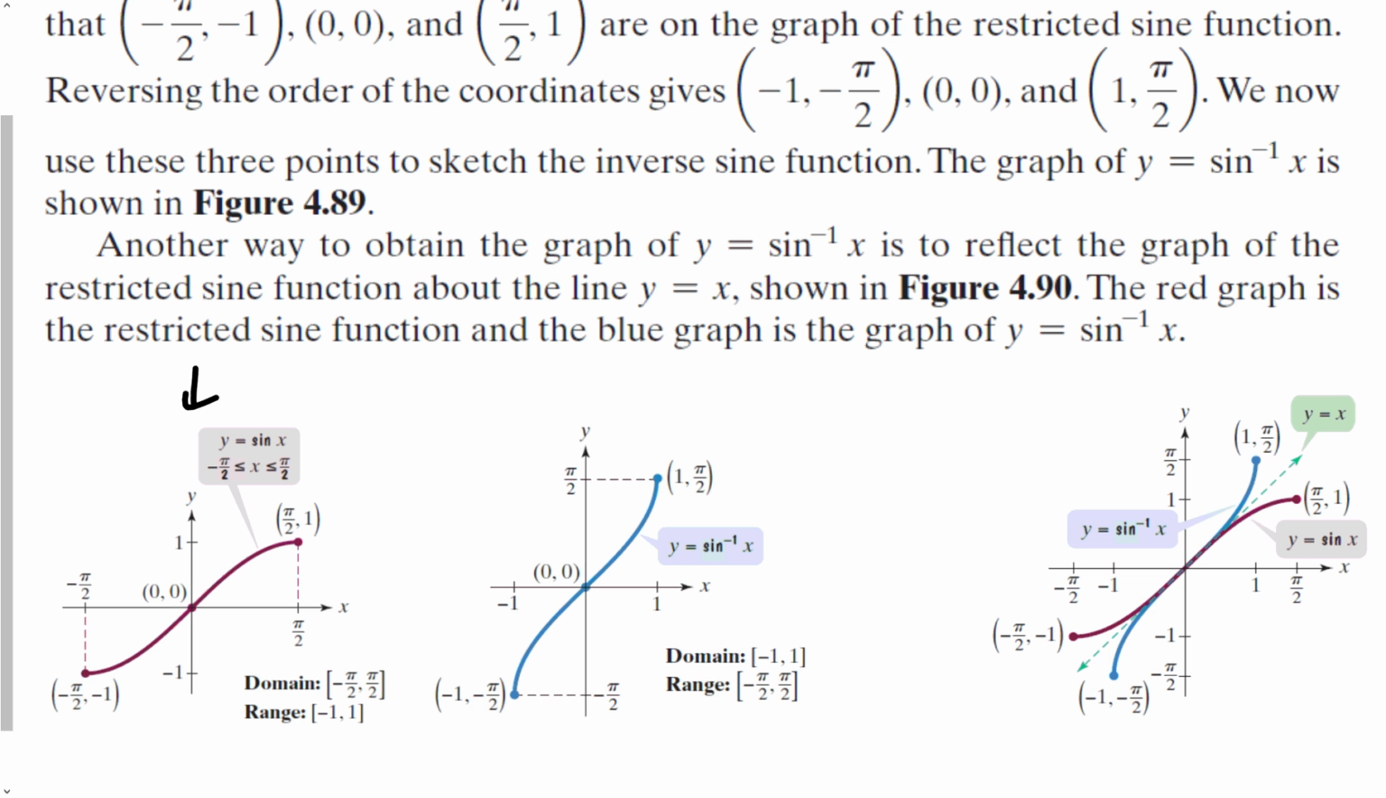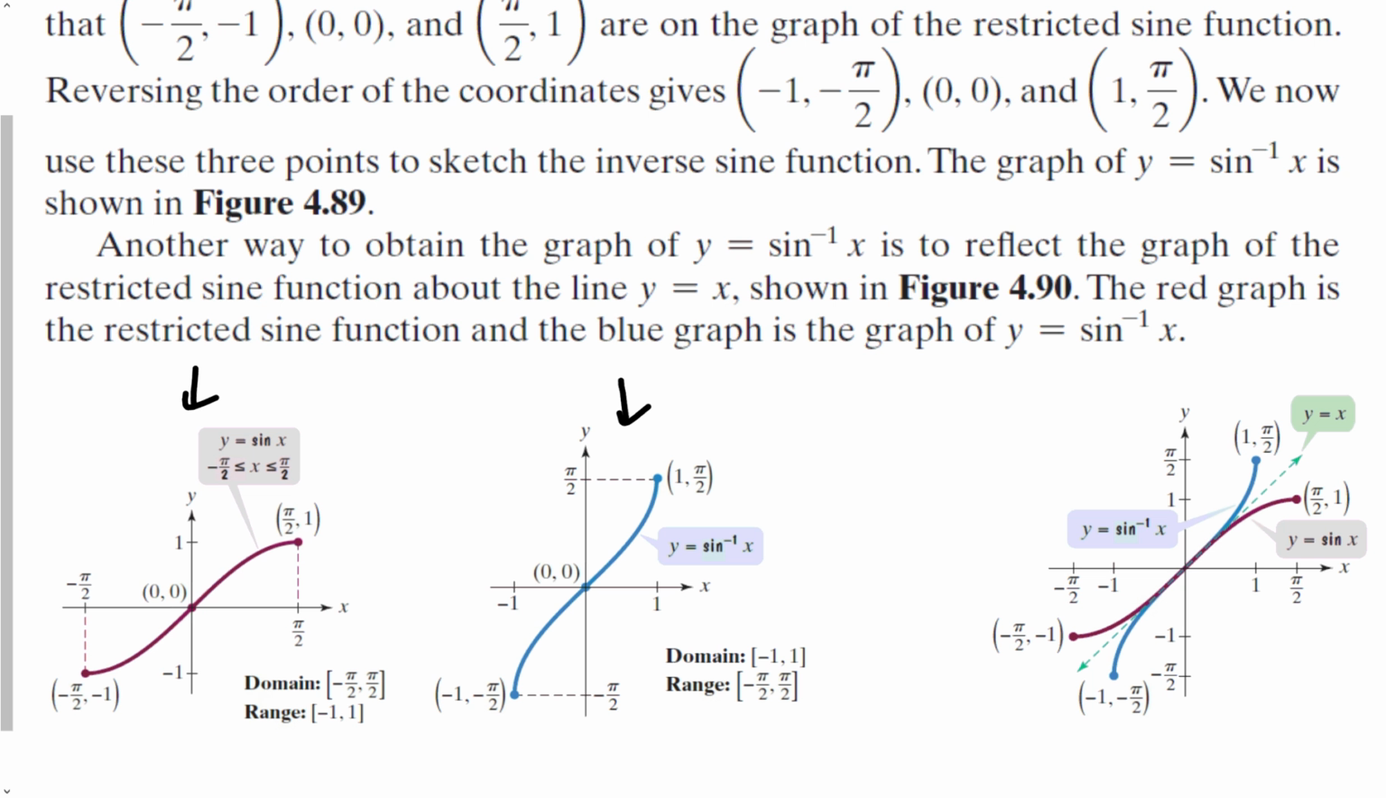Here is the sine function. Here is my inverse function. The sine function has x values from -pi/2 to +pi/2. The inverse function has x values of -1 and +1, and y values of -pi/2 and +pi/2. Everything just gets reversed. We switch x and y.